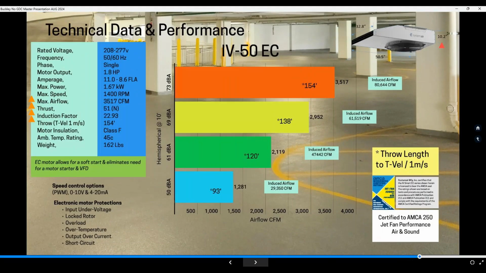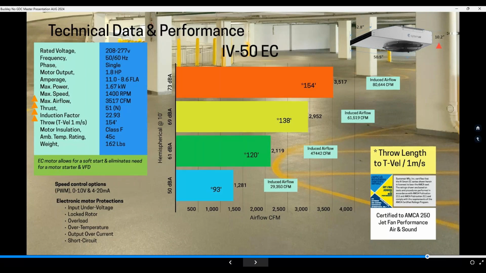Now, we also offer the IV50 EC, which is a very low profile 10.25 inch jet fan, fully speed controllable, very energy efficient. This is the fan that produces 3,517 CFM, AMCA 250 certified to 73 dBA at 3 meters. Very quiet in its operation.